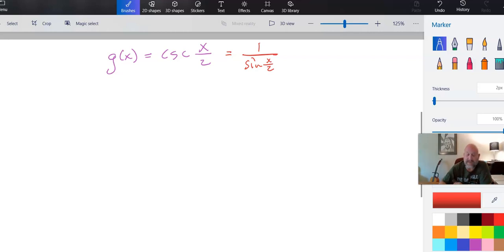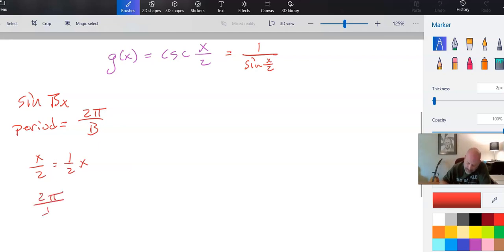Well, what does that x over 2 do to sine? Well, what it does is it changes the period. So remember, when you're looking at sine bx, the period is equal to 2 pi over b. Well, in this case, if I have x over 2, this is 1/2 times x. So b is 1/2. So 2 pi over 1/2, well, if I multiply by the reciprocal, is 4 pi. So my period is 4 pi.